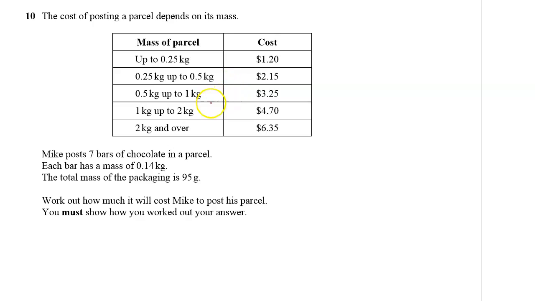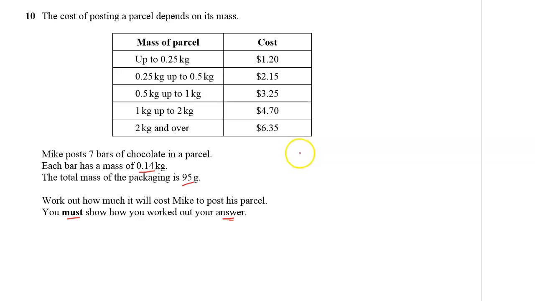Number 10. The cost of posting a parcel depends on its mass. Mass of a parcel and the cost. As the mass increases, the cost likewise increases. Mike posts 7 bars of chocolate in a parcel. Each bar has a mass of 0.14 kilogram. The total mass of the packaging is 95 grams. Work out how much it will cost Mike to post his parcel. You must show how you worked out your answer. Okay. Very well. Let's show.